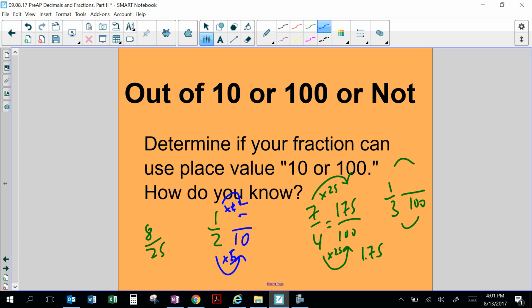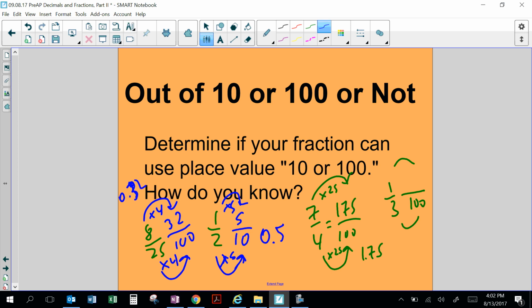Let me erase that. Make it a little easier for you guys to see. Times 5, times 5. So it's 5/10. And this is the decimal equivalency. And 8/25, can I use place value to help me here? Yes, I can. Times 4, times 4, that's 32 hundredths.